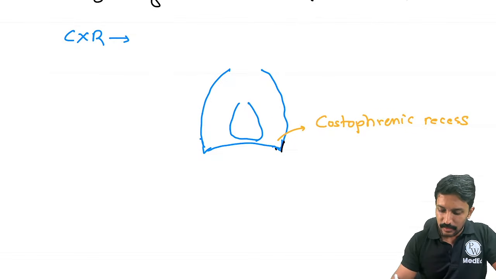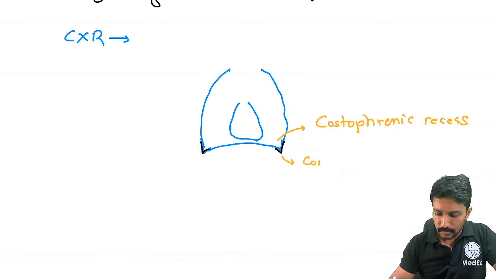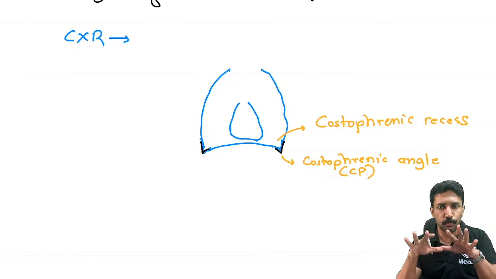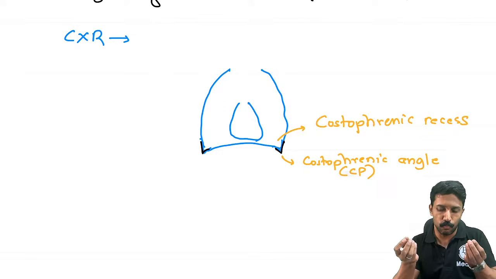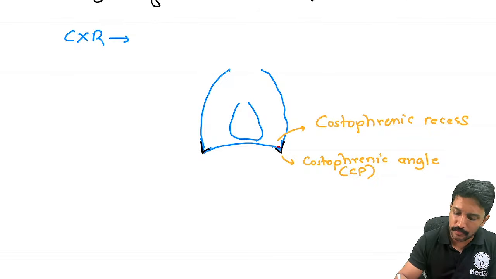And this angle will be called the costophrenic angle, simply abbreviated as CP angle. As fluid accumulates, because of gravity, it will always accumulate at the bottommost part. So the first place where I can have evidence of fluid collection is in this costophrenic recess.